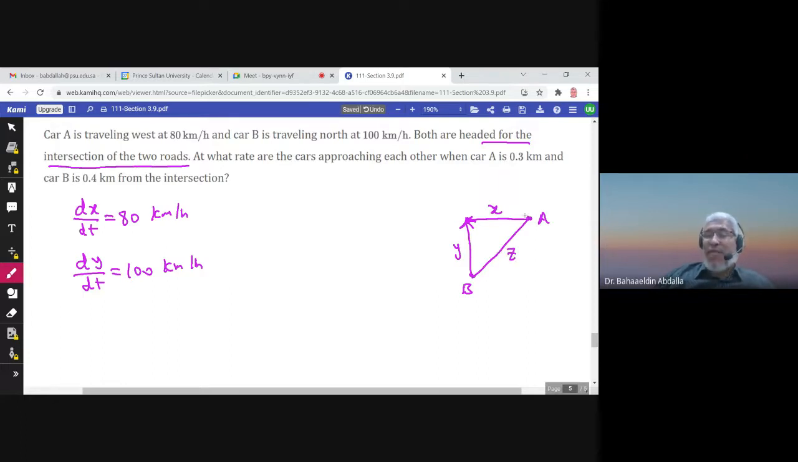Now when car A is moving and car B is moving, this distance is changing. X is changing, Y is changing, and Z is changing. All of these variables are changing with respect to time.